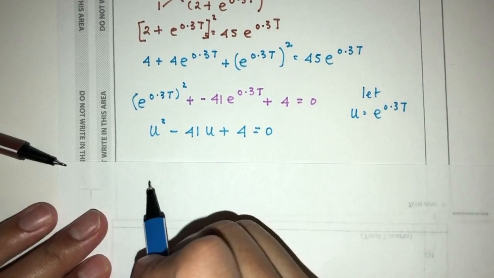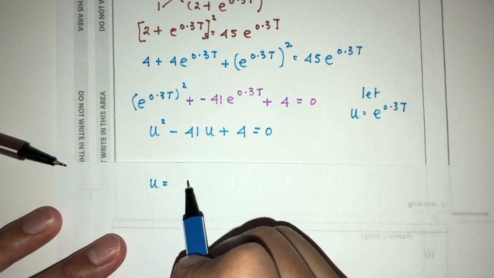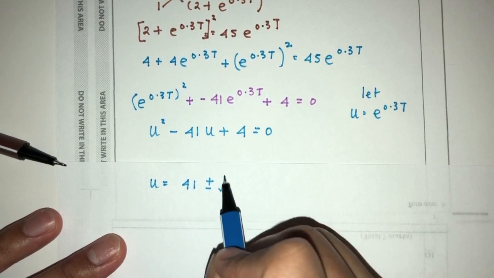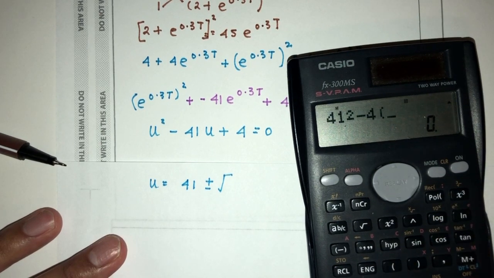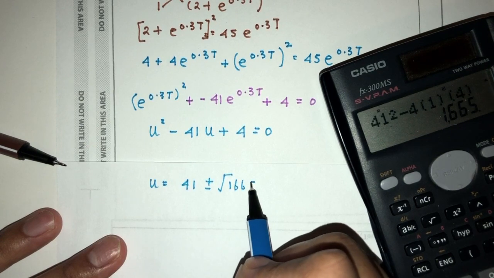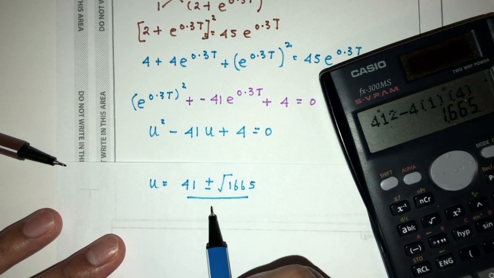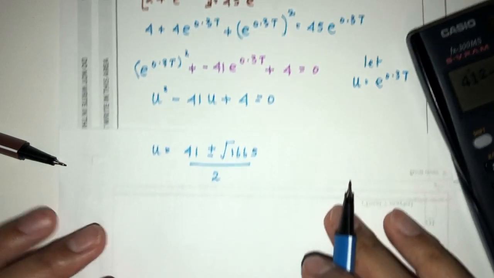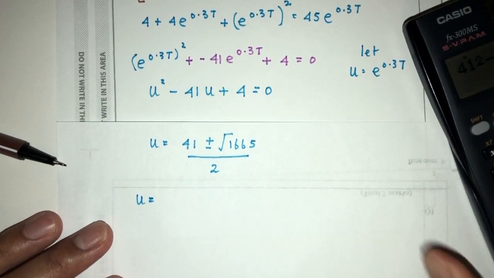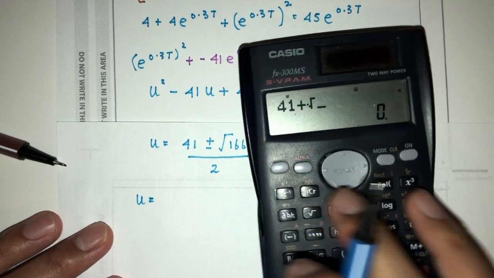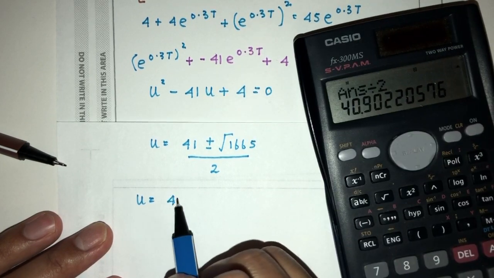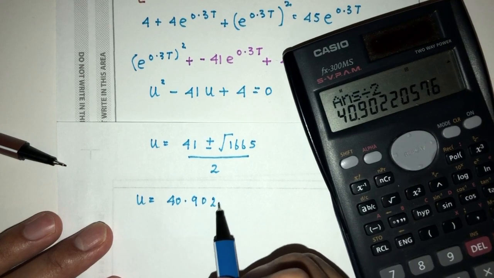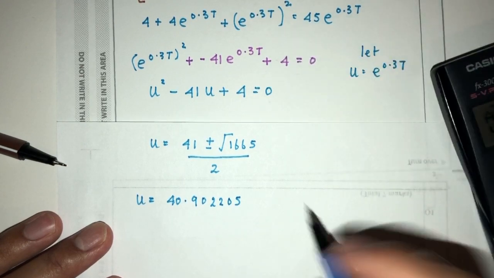So the value of u will be what? u has to be minus b, 41, plus minus the square root of b squared, which is 41 squared minus 4 times a times c. That will be 1665, over the value of 2a, which will be 2. So from this, 41 plus root of 1665 divided by 2, that should be 40.902205.